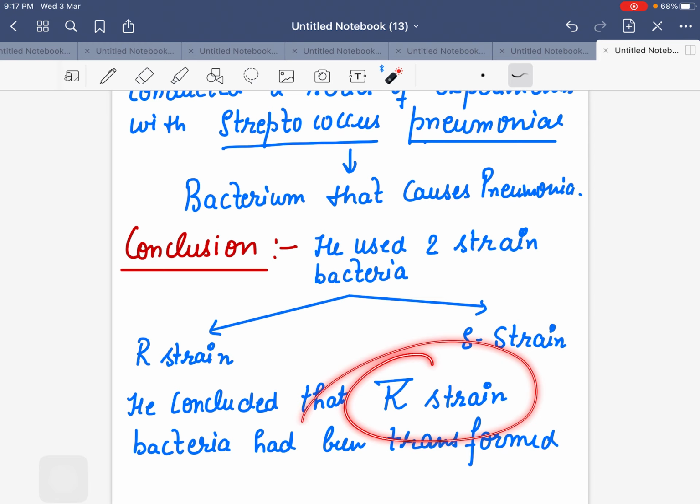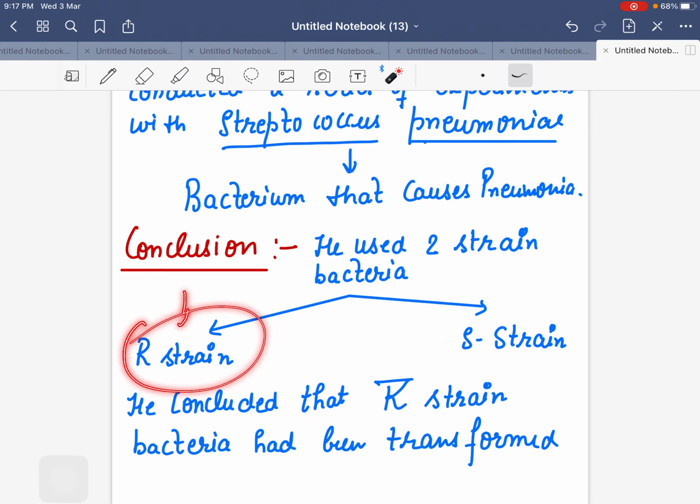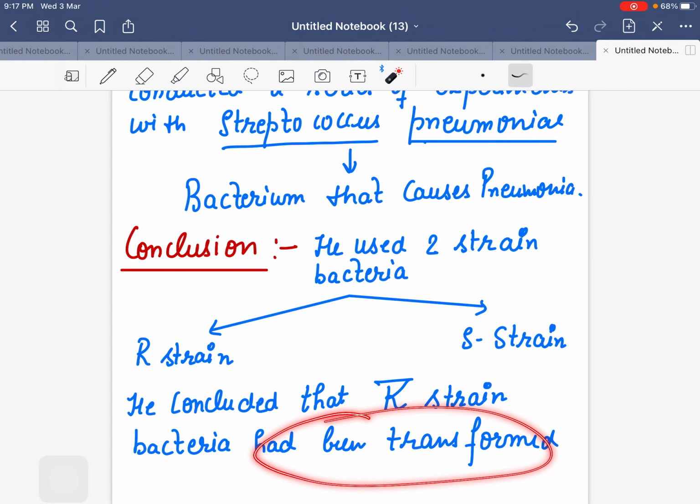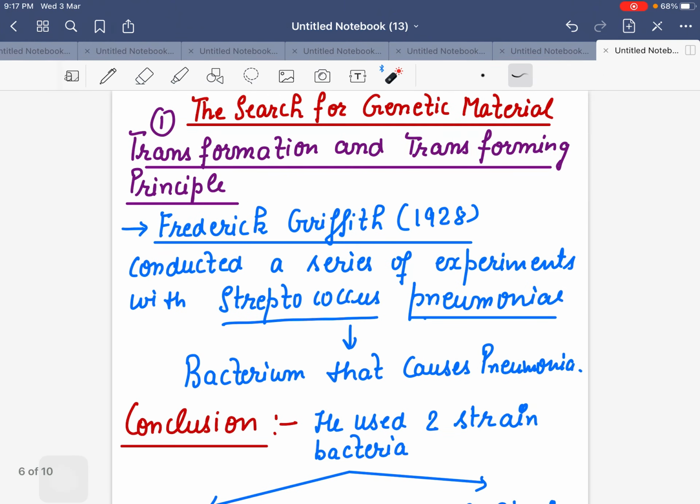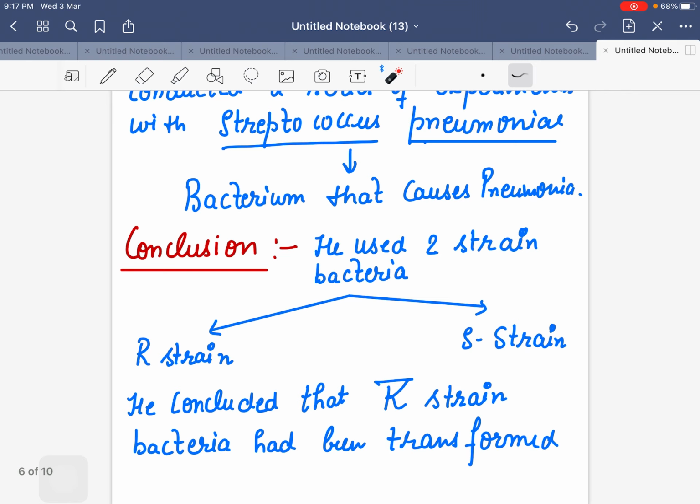So he said that the R strain bacteria were the strain which does not cause pneumonia. But what was the conclusion? What was the result? He said that R strain bacteria have been transformed by heat killed S strain bacteria. This line you cannot change. You cannot change the conclusion, right?